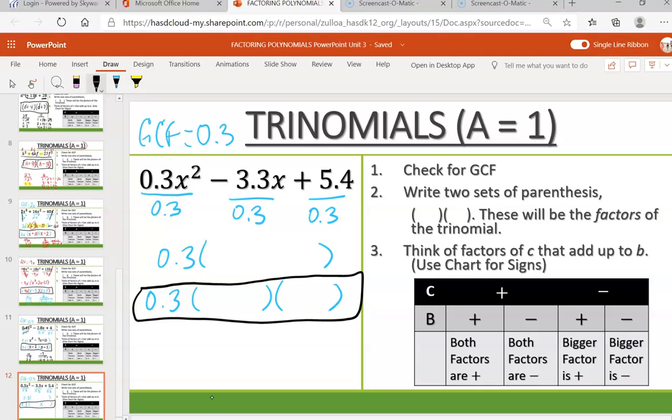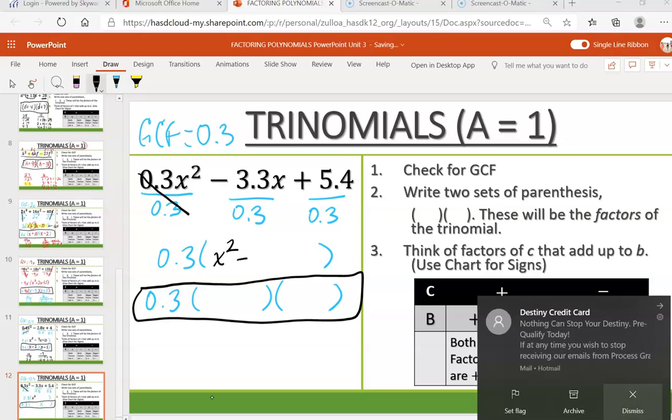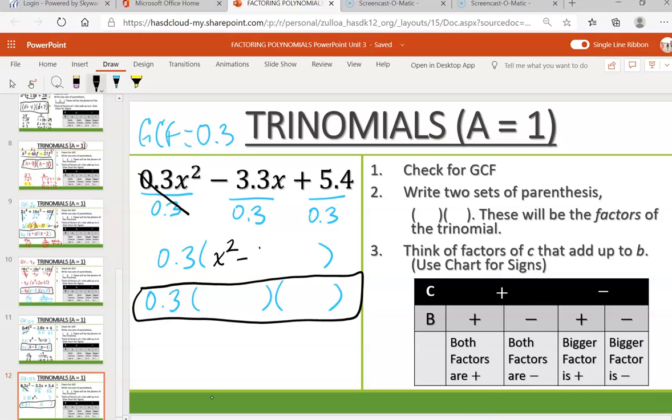So 0.3 divided by 0.3, cancel, you're left with x squared. Negative 3.3 divided by 0.3 is negative 11x. And positive 5.4 divided by positive 0.3 is positive 18.